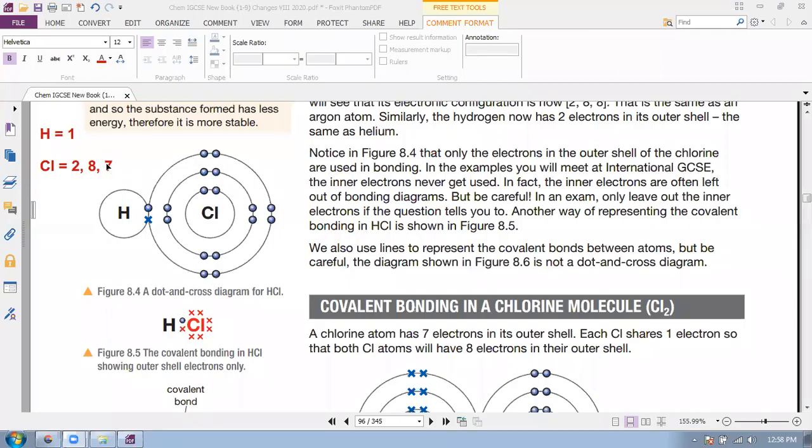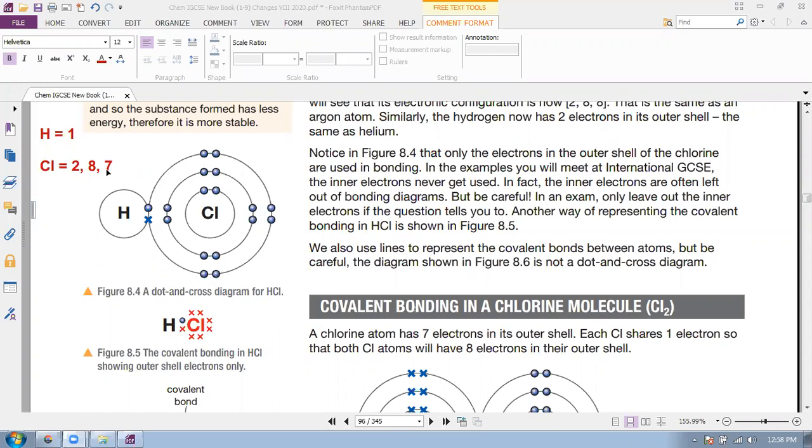Chlorine needs 1 more electron in its outer shell to make it 8. Look at this. Chlorine needs 1 more electron here. Instead of 7, chlorine wants to make it 8, because the nearest noble gas to chlorine is argon, which has 8 electrons in its outer shell.